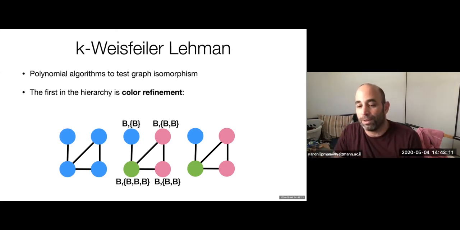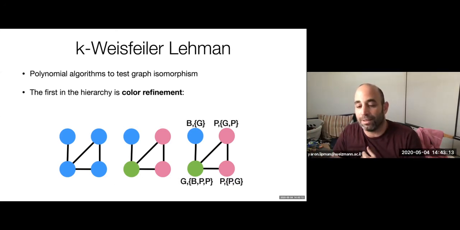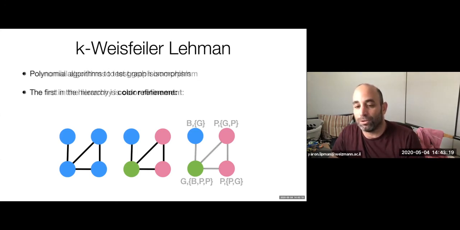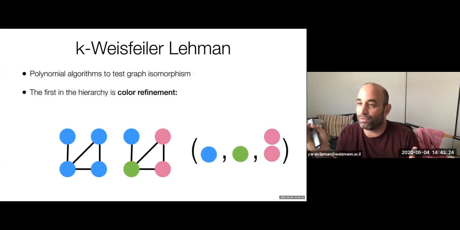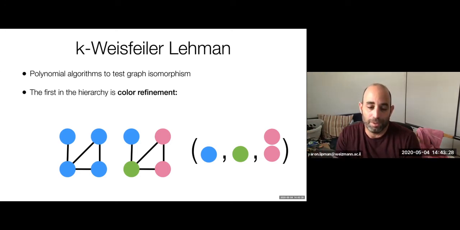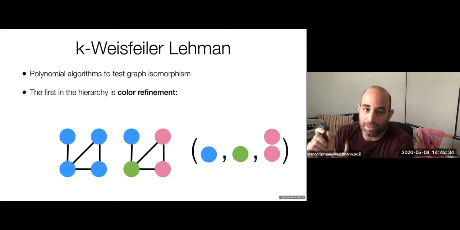Then I stop. This here is the final stage. And then what you do is you create a histogram of the colors. And then the test is as follows. If you have two graphs, you can compare the two histograms. And if you get different histograms, you can say that these graphs are not isomorphic.